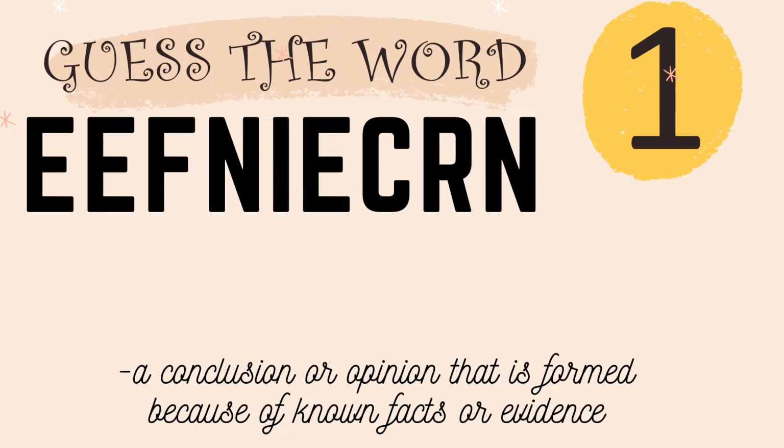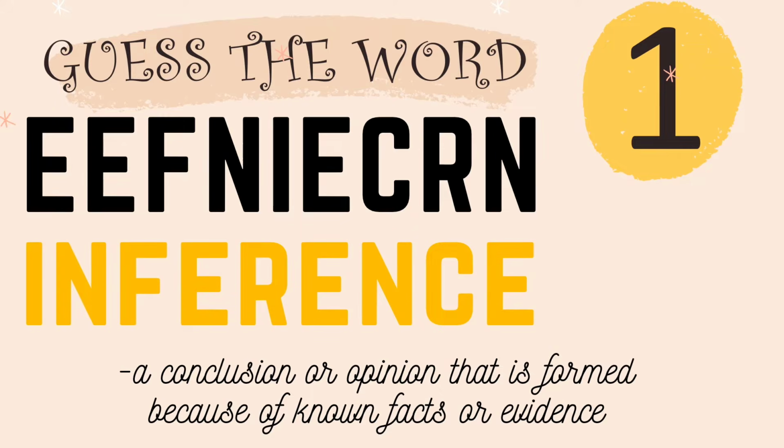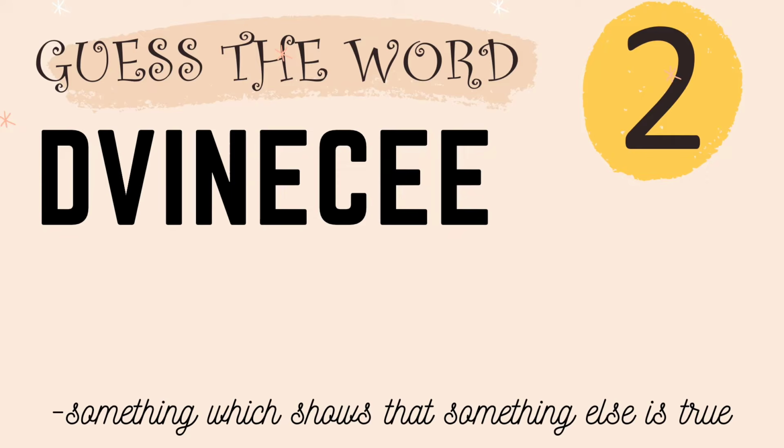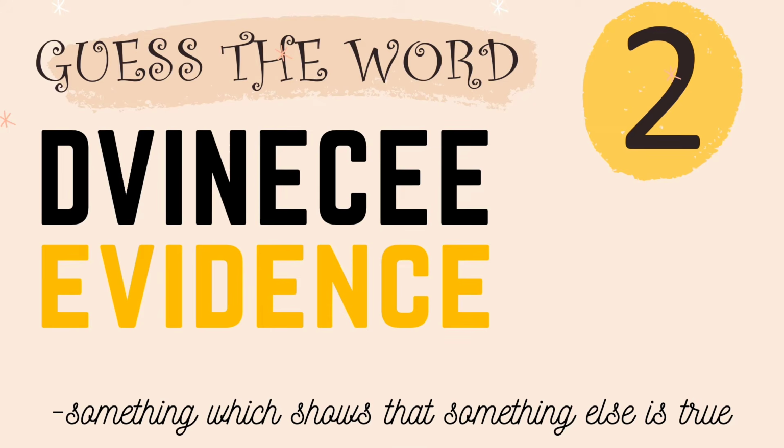Number 1. A conclusion or opinion that is formed because of known facts or evidence. What do you think is this? Correct. The answer is inference. Number 2. Something which shows that something else is true. The correct answer here is evidence. Great!